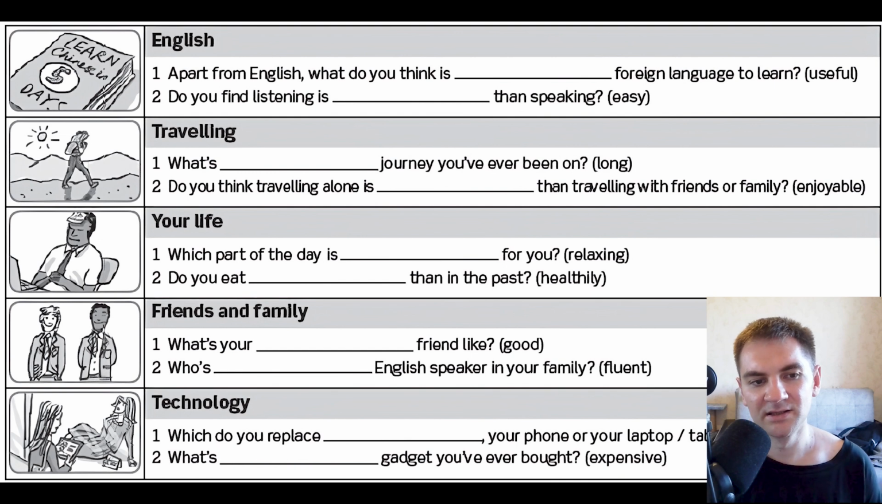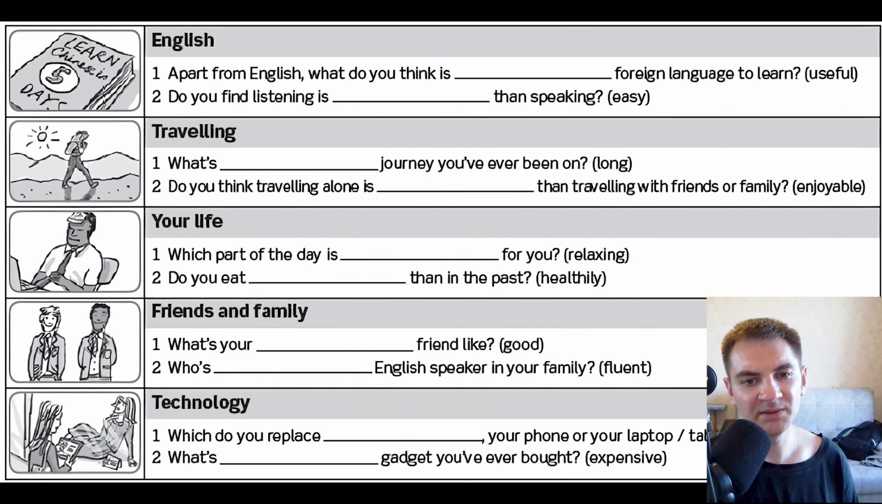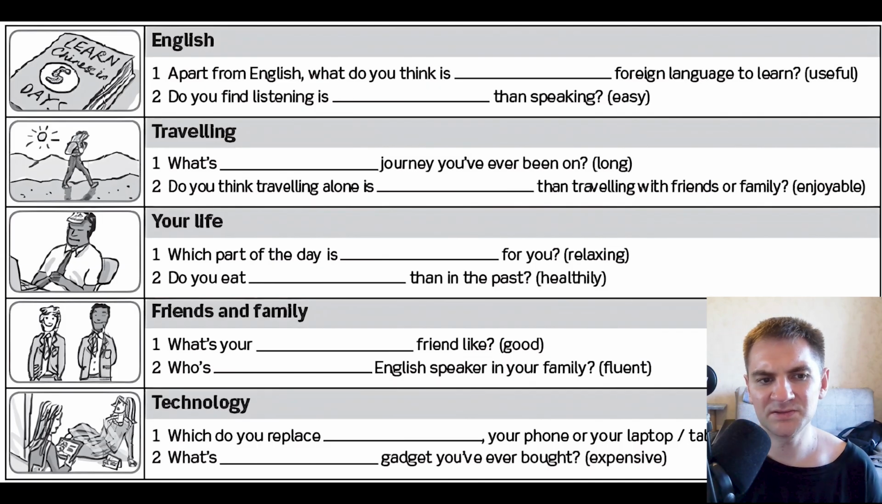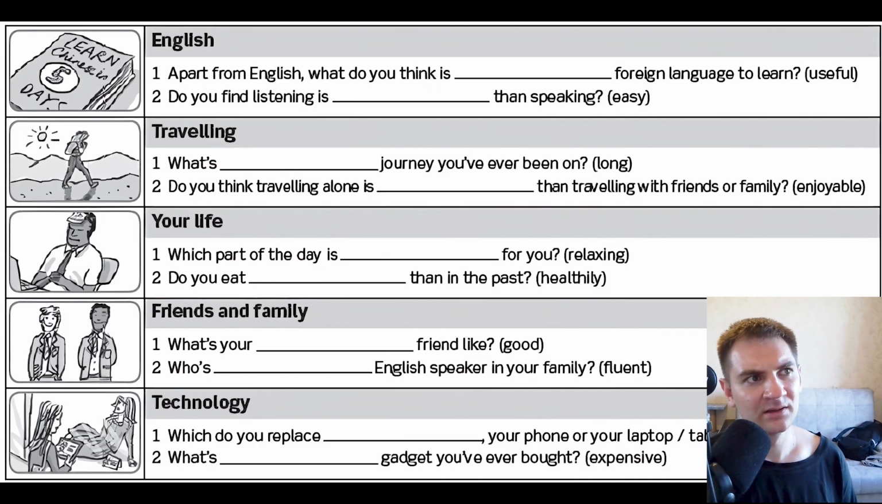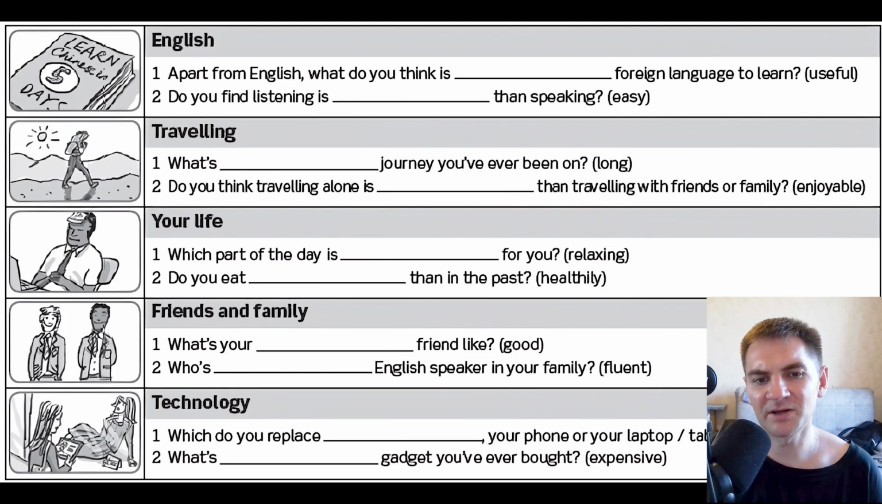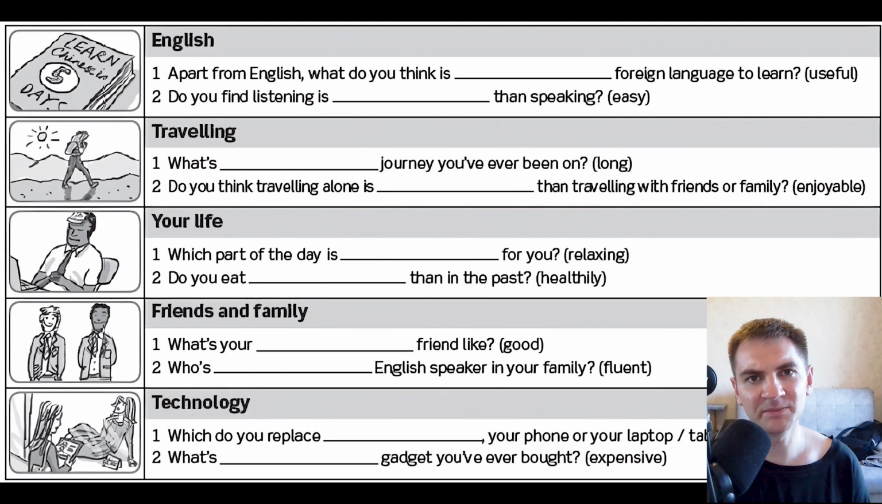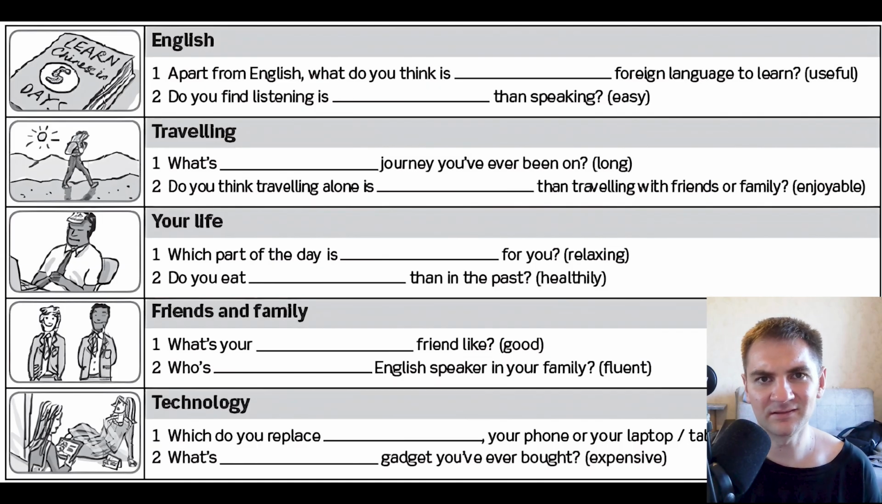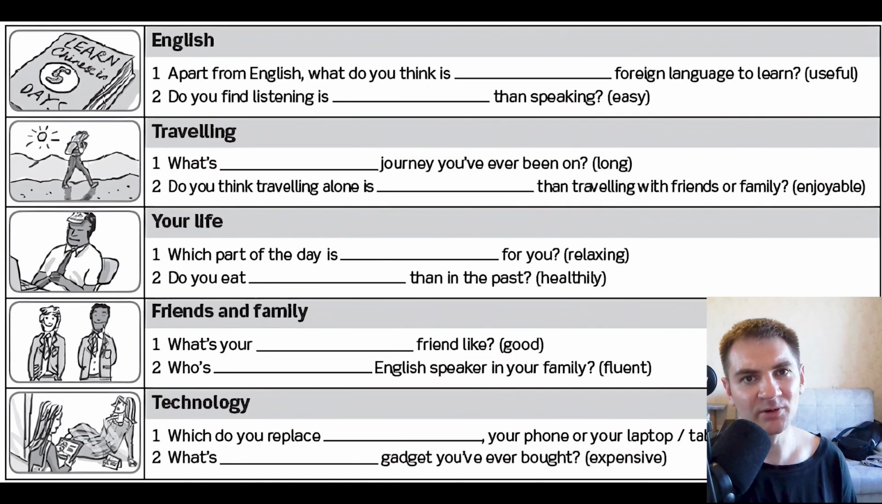Next is, do you think traveling alone is more enjoyable than traveling with friends or family? No, I don't think so because I don't like traveling alone. I would prefer to travel with someone, with friends or a family member, because for me it's easier and less boring, so to speak, when you have someone to speak to.